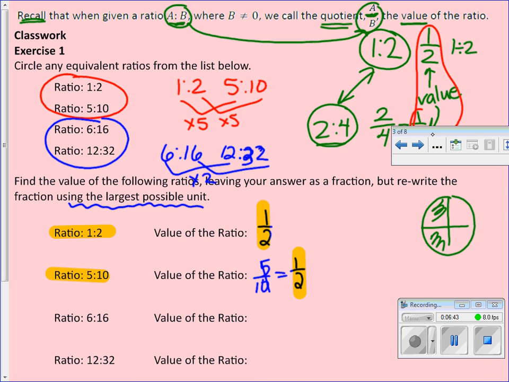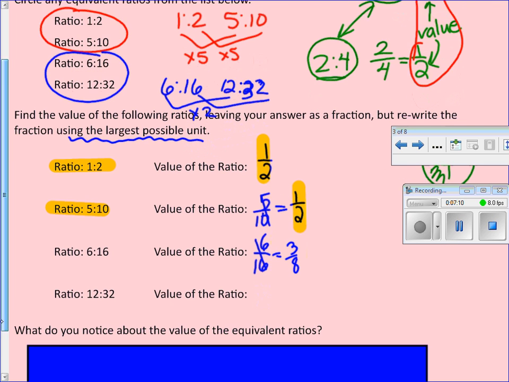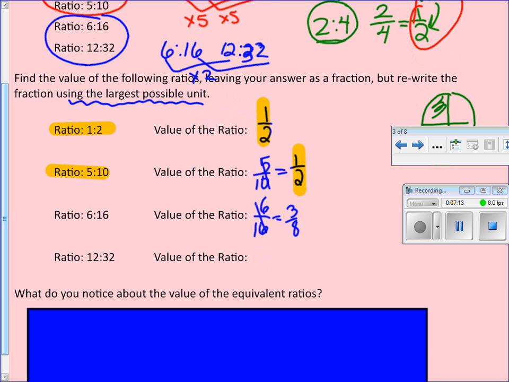6 to 16. How would I write that as a fraction? 6 to 16, because the value is written as a fraction. What do you want to say? 3/8. So that's the value, 3/8. What about 12 to 32? How would I write that? Exactly. 12 over 32. But you could simplify by 4, dividing them both by 4, and get 3/8.